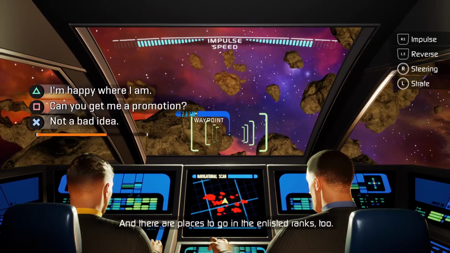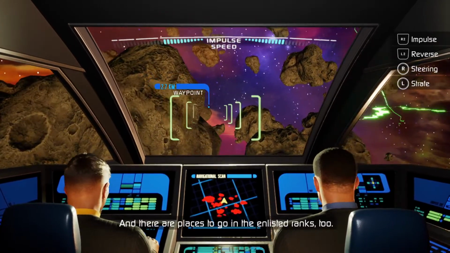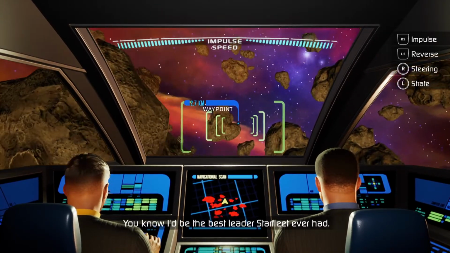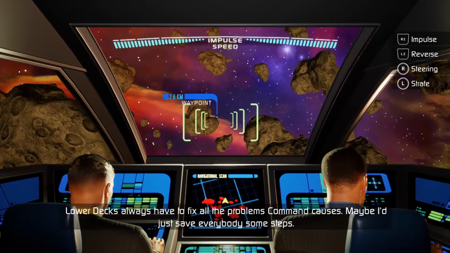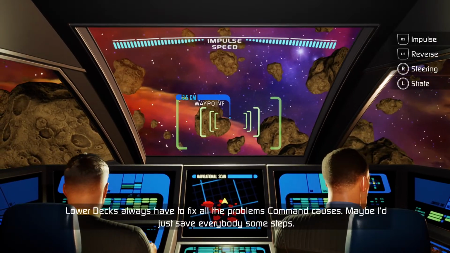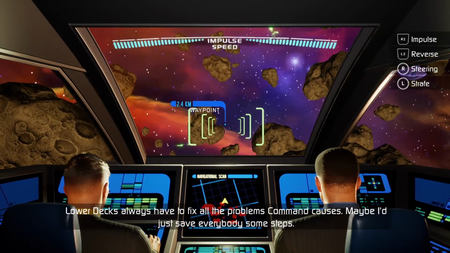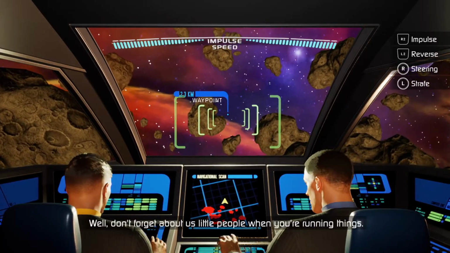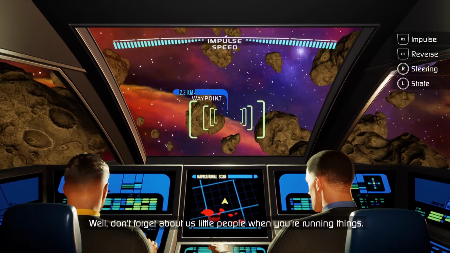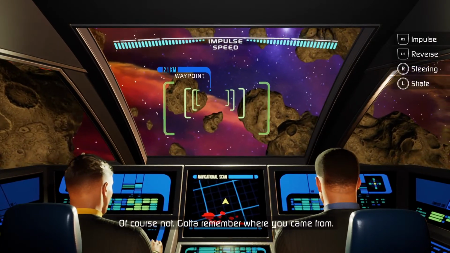And there are places to go in the enlisted ranks, too. You know, I'd be the best leader Starfleet ever had. Lower decks always have to fix all the problems Command causes. Maybe I'd just save everybody some steps. Well, don't forget about us little people when you're running things. Of course not. You gotta remember where you came from.